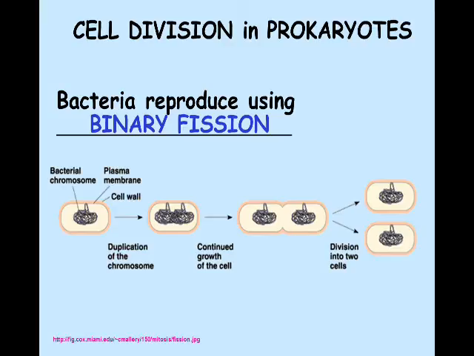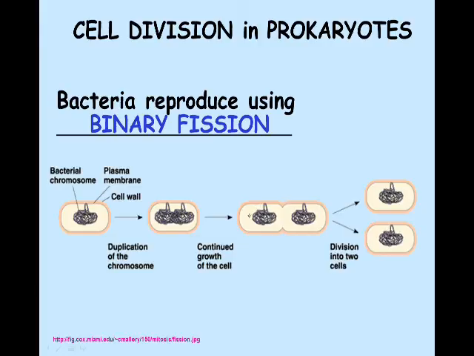And basically all bacteria have to do is make a copy of their little loop of DNA. And remember, it's attached to the cell membrane, the plasma membrane. And then all I have to do is grow a little bit, stretch my membrane apart and pinch in the middle, and I get two cells. Bacteria can do that pretty quickly. A bacterial cell can reproduce in about 20 minutes.